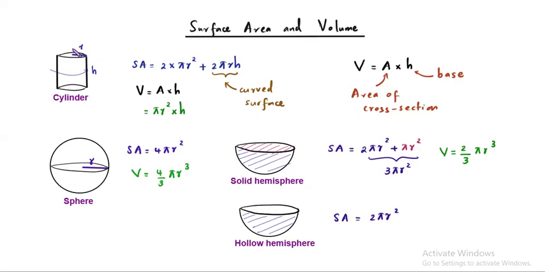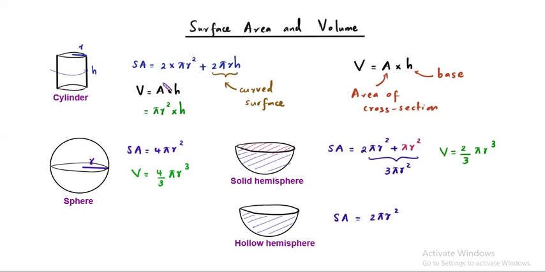The same way, if there is no top or no bottom, just like a pipe, in that case, we will have only the curved surface of the cylinder. There, we will just use the surface area formula as 2 pi r h, because we will not have both the circles, so we will not write this part.